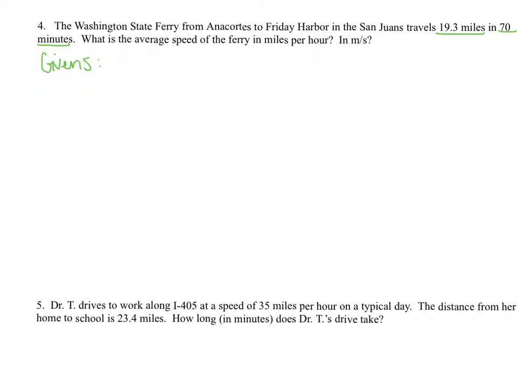So I'm given 19.3 miles. Miles measures distance. So distance equals 19.3 miles. And it's really important that I write MI for miles. Otherwise, if I just put M, that looks like meters. And then that all happened in 70 minutes. Minutes is time. Time equals 70, and I'll just put MIN for minutes.